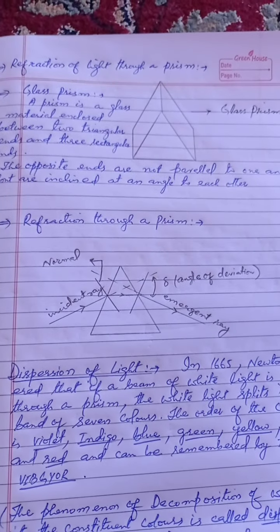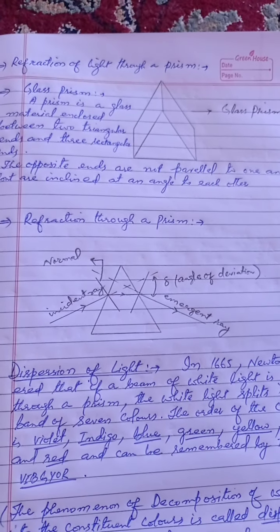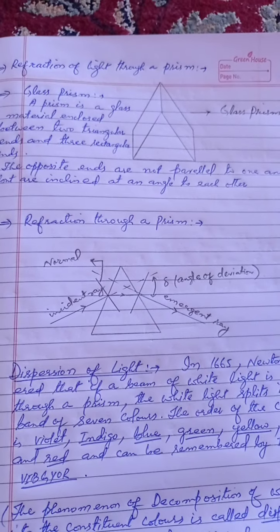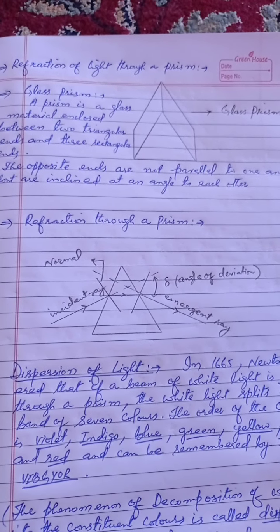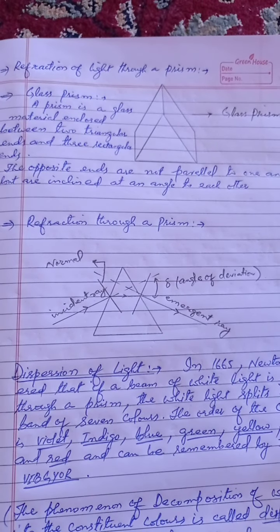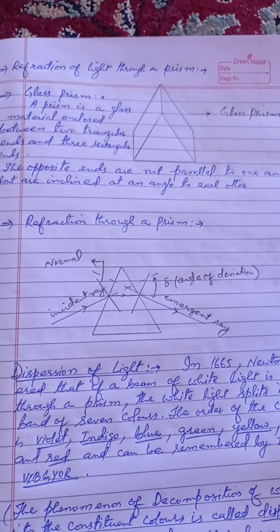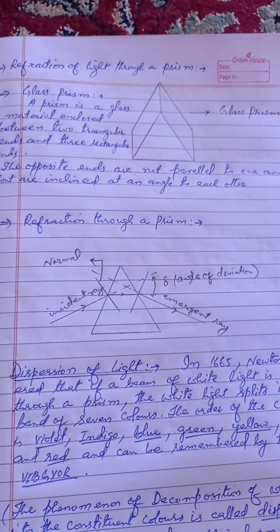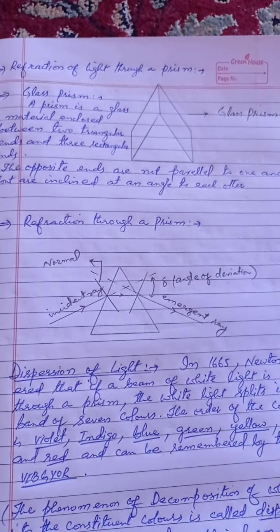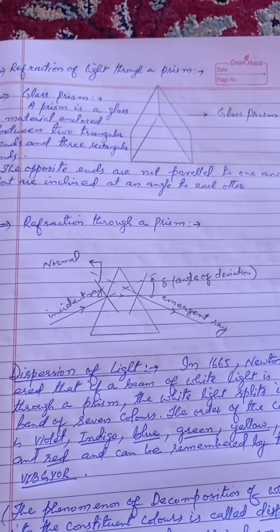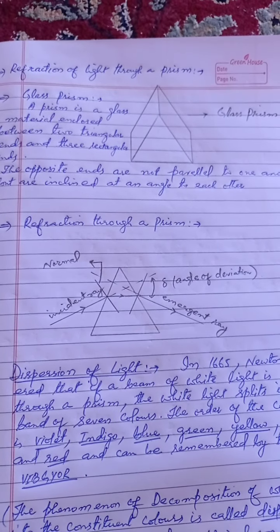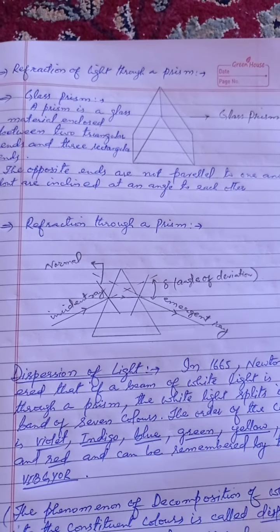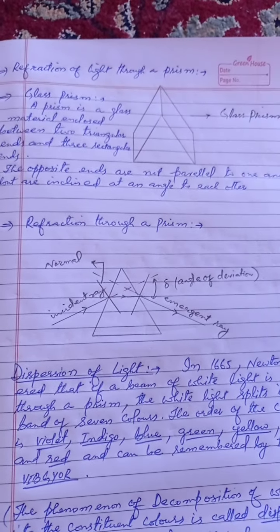So in this lecture, I am going to discuss with you the refraction of light through a glass prism. Dear students, you are well aware, you have learned refraction in the very first chapter, that's light, this physics portion. Refraction is the deviation in the path of light rays when they travel from one medium to another medium, or when light travels from one medium to another medium, it bends. The bending of the light rays is termed as refraction of light.